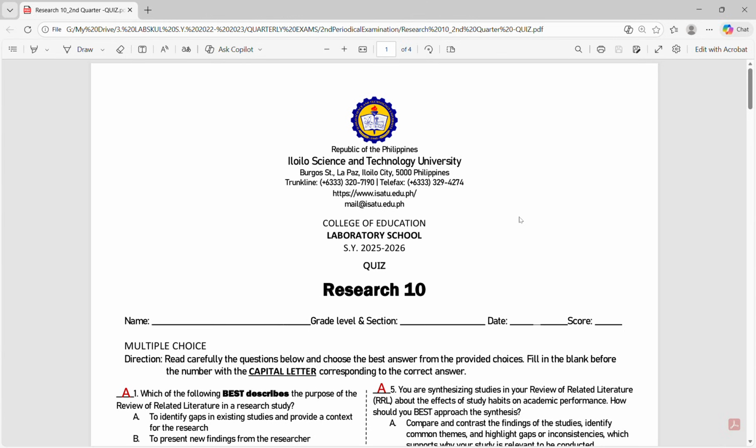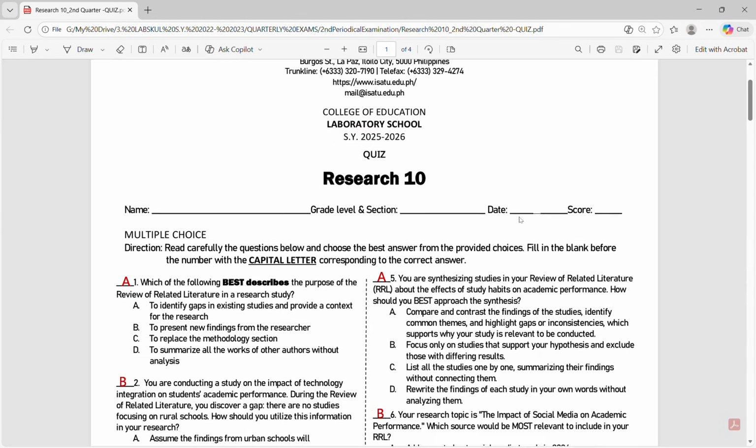Good afternoon, everyone. So today I would be rationalizing our quiz in research, the one that you have taken last week. I wasn't able to return your test paper because I was out last week. So hopefully this recording could help you and guide you as you proceed to reviewing the topic in research.